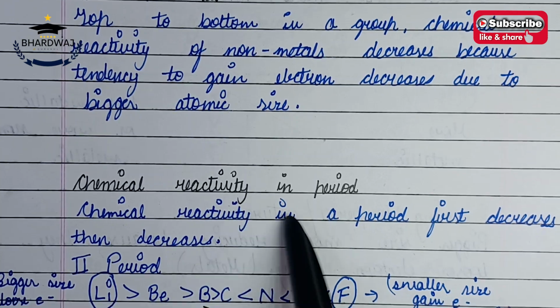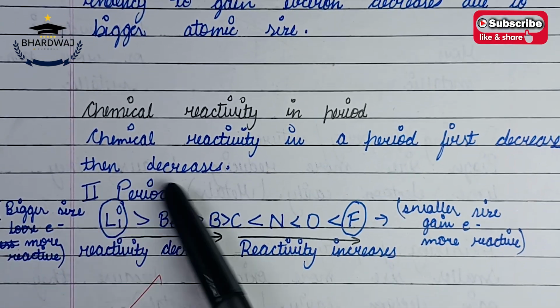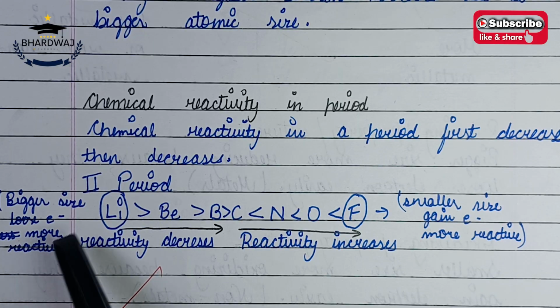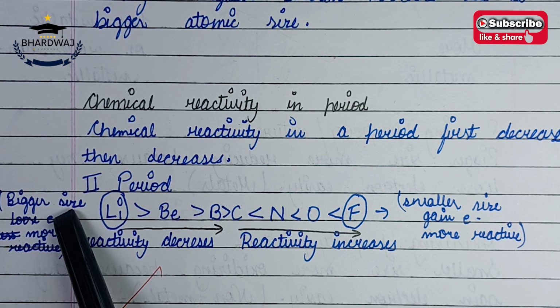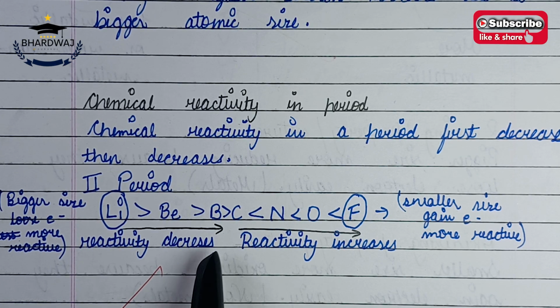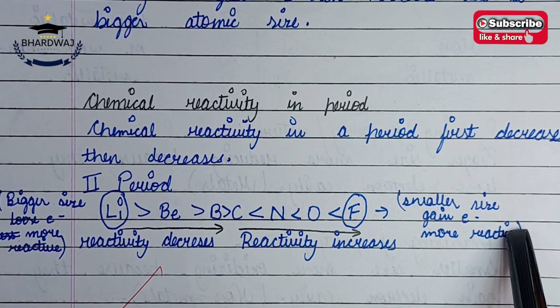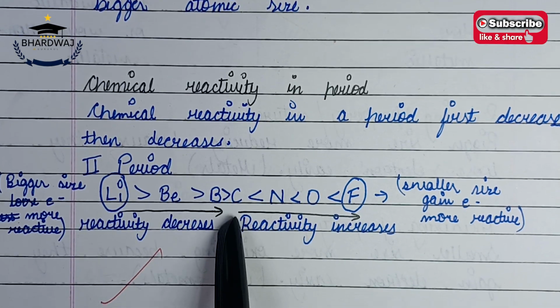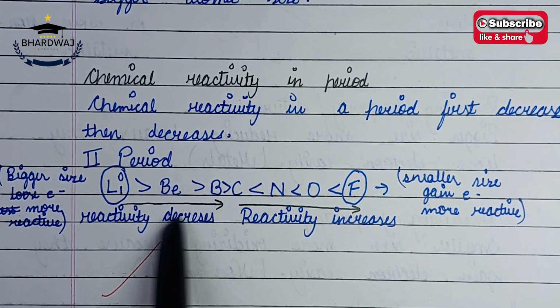Now chemical reactivity in periods. Chemical reactivity in a period first decreases and then increases. If we look at the second period, bigger size elements lose electrons, so they are more reactive. First reactivity decreases and then it increases. Smaller size elements gain electrons, so they are more reactive. As you can see, after carbon the reactivity is increasing and before carbon it is decreasing.